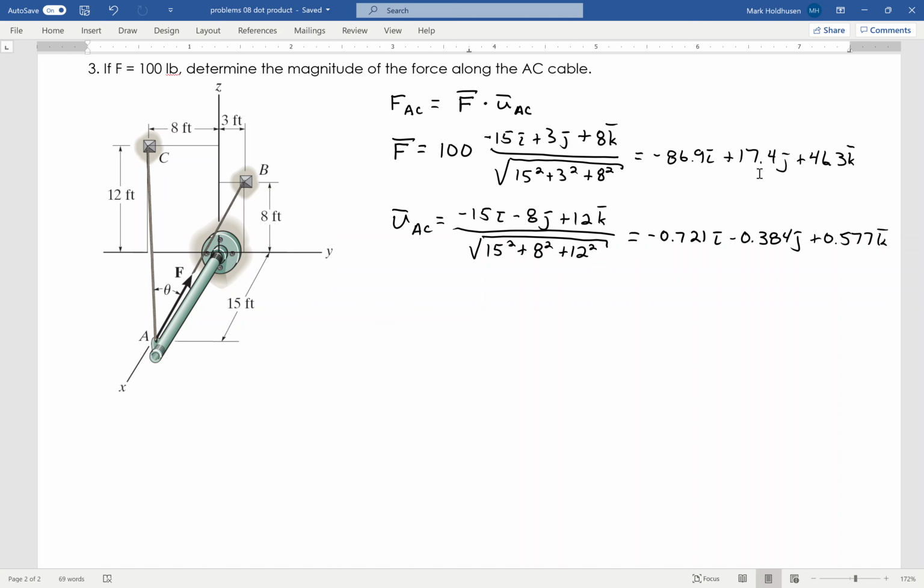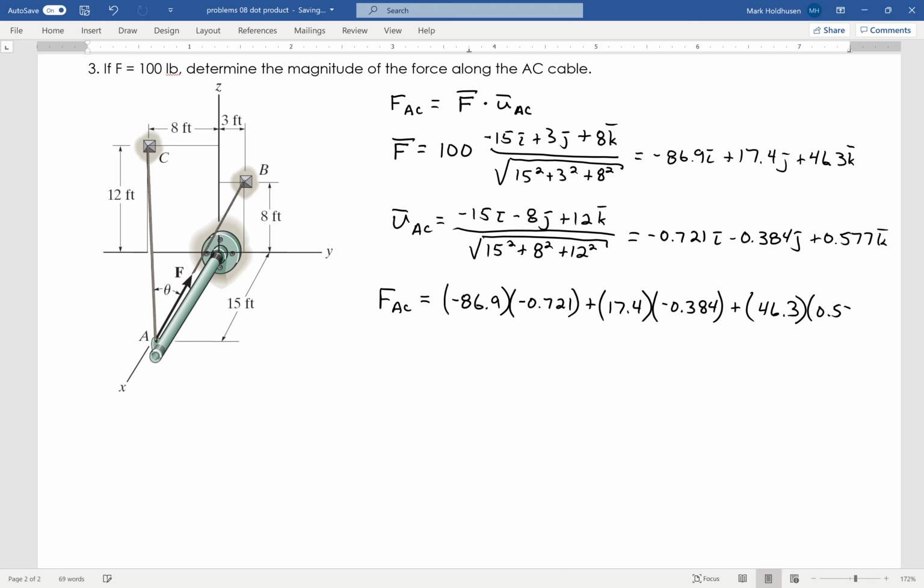So to do that, I do the dot product of that force with the unit vector in the AC direction. And again, take my x components, negative 86.9 times negative 0.721, plus 17.4 times negative 0.384, plus 46.3 times 0.577. These are my z components multiplied together.